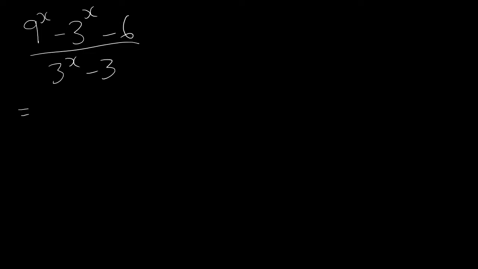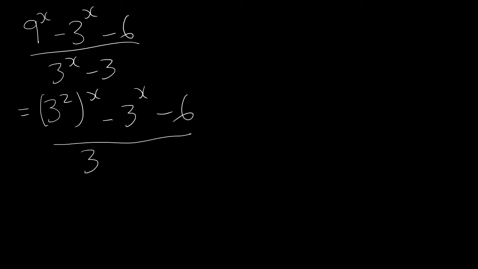So we have 9^x − 3^x − 6 over 3^x − 3. This is a slight difference in this example, you'll see shortly the difference in technique we use. Keep in mind that you can use this technique as well in other examples that may come your way in the examination. So the 9 will be shown as (3²)^x − 3^x − 6 all over 3^x − 3.